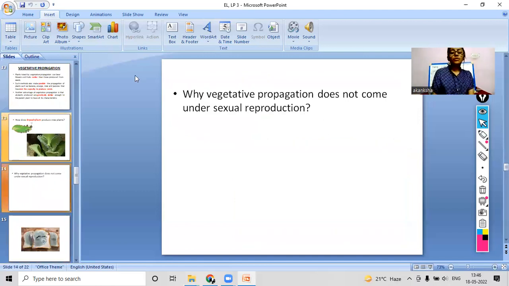Why does vegetative propagation not come under sexual reproduction? Yes, it does not come under sexual reproduction. So for this also you have to answer in the comment box why it does not come under the category of sexual reproduction and why only in asexual reproduction. So this is all about our second module, that is vegetative propagation. Now we will move on ahead.